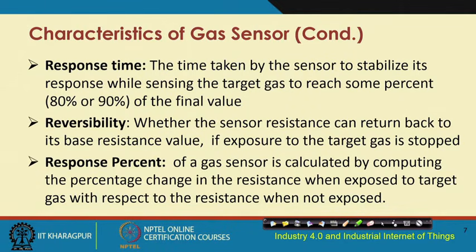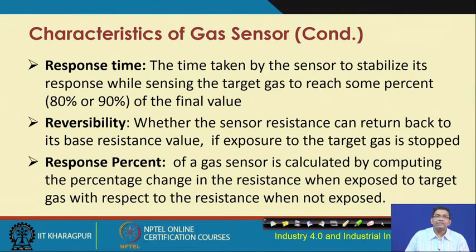Reversibility is whether the sensor resistance can return back to its base resistance value if you stop the exposure of the sensor material to the target gas. And the response percent is the parameter which is calculated by computing the percentage change in the resistance when exposed to the target gas with respect to the resistance when it is not exposed. So, that is the response percent.